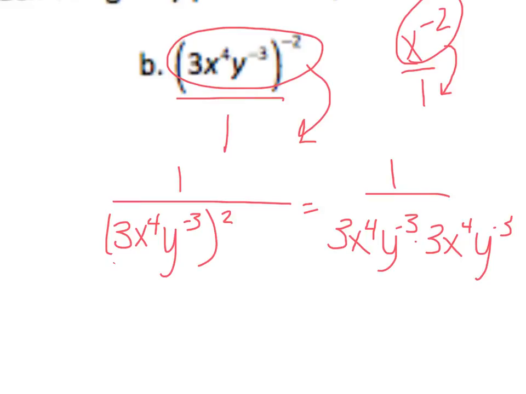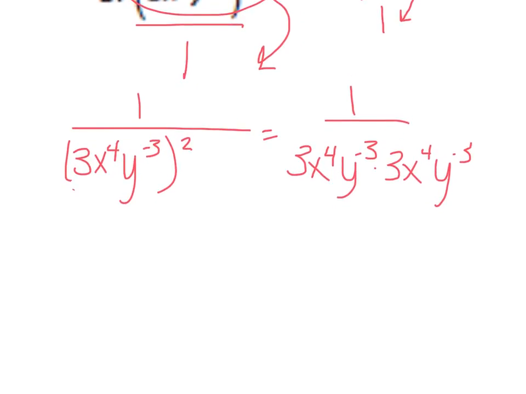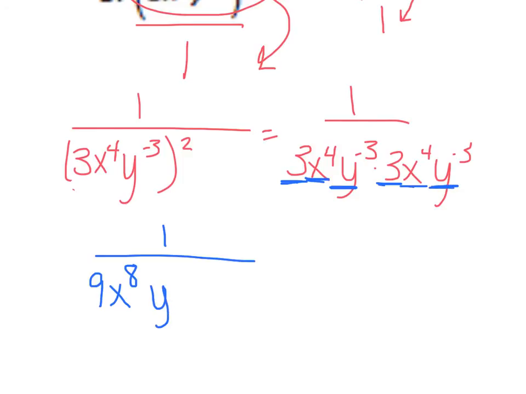Okay, so I'm going to simplify what I can. I have 3 and 3, that makes 9. X to the 4th, x to the 4th, that's x to the 8th. And y to the negative third, y to the negative third, that makes y to the negative 6. Okay, that still works. You can still add those numbers together.